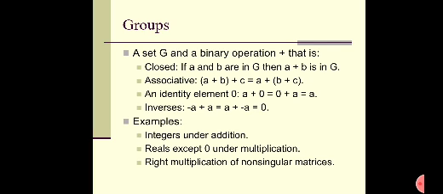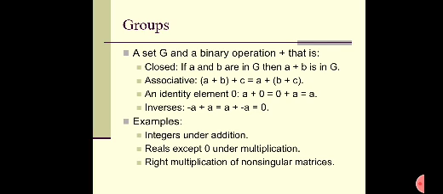An identity element: we represent the identity element as 0. There must be an identity element such that, if G is a group, A binary operated with the identity element, or the identity element binary operated with A, equals the element A. Inverse: minus A binary operated with A equals A binary operated with minus A equals 0. Here minus A represents the inverse of A.